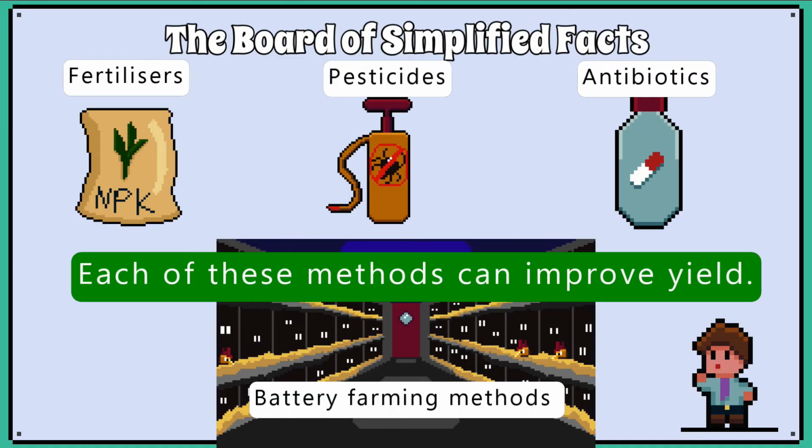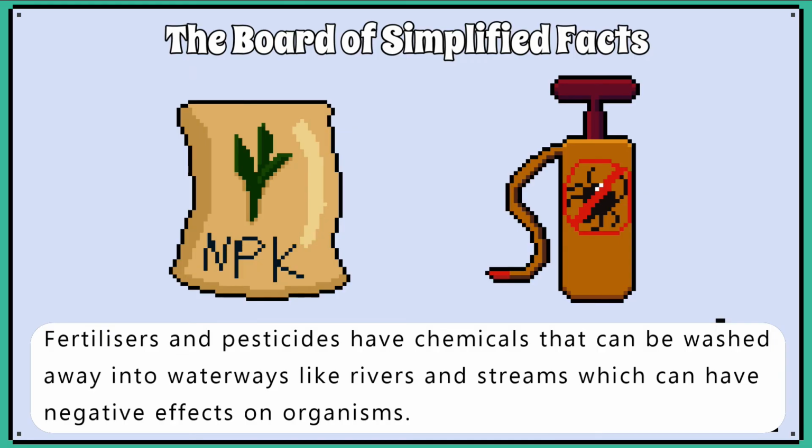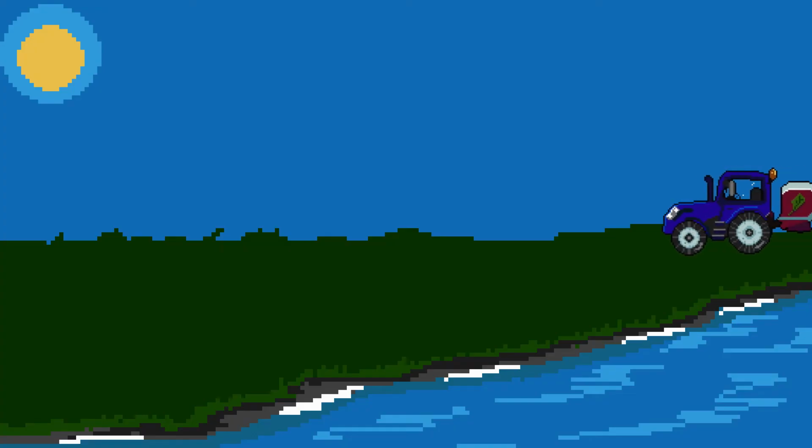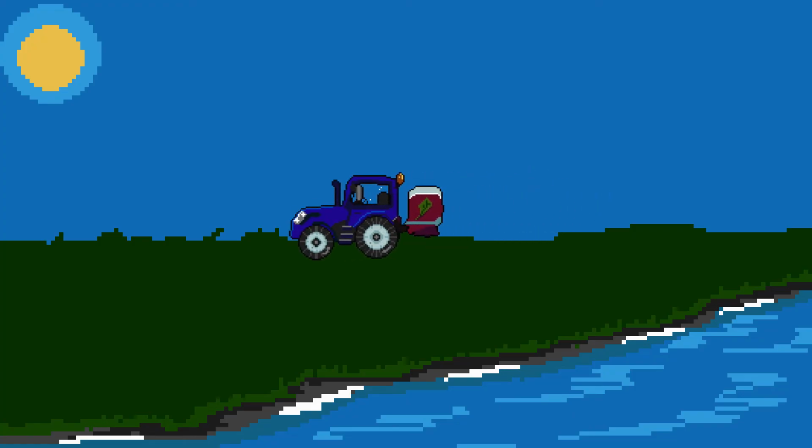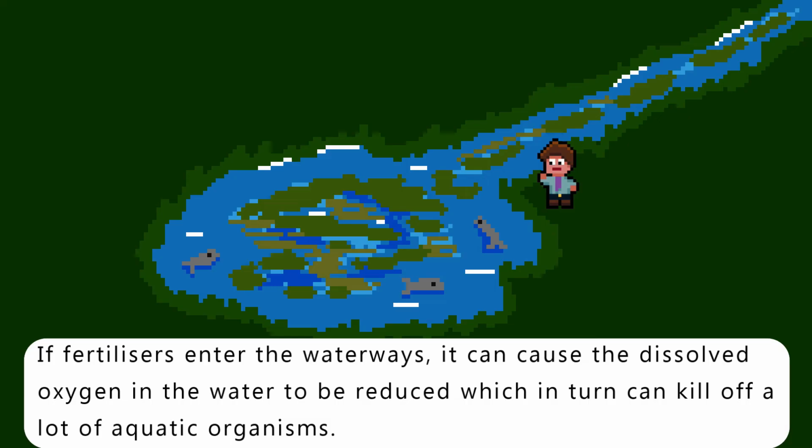All these methods, however, do come with disadvantages. Fertilizer and pesticides have chemicals that can be washed away into waterways, which can have negative effects on organisms. When a farmer spreads fertilizer, there are guidelines and laws regarding when to do it and how much to use. If fertilizers enter the waterways, it can cause the dissolved oxygen in the water to be reduced, which in turn can kill off a lot of aquatic organisms and produce a dead zone.